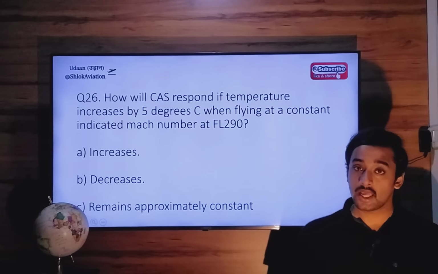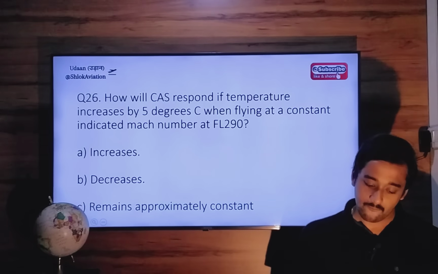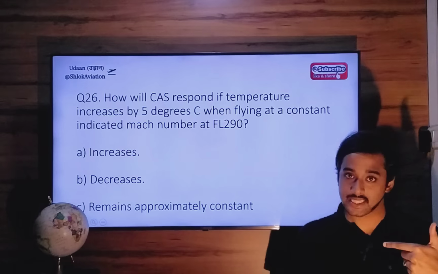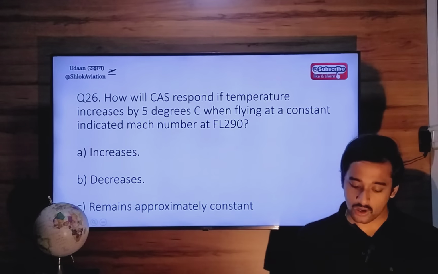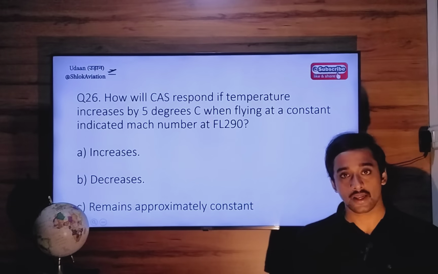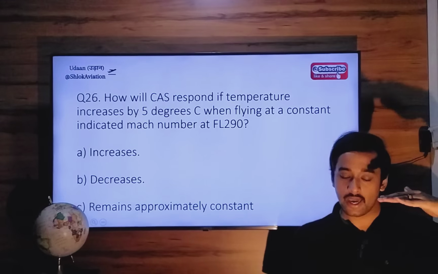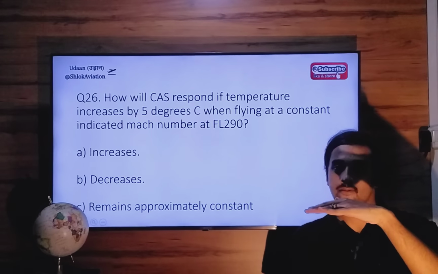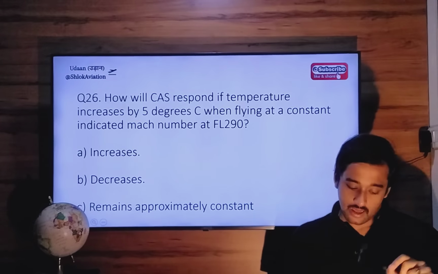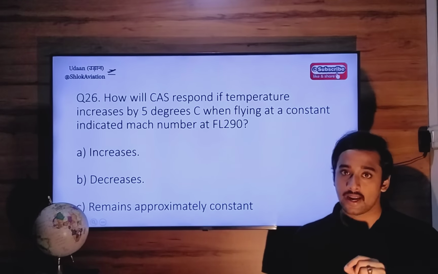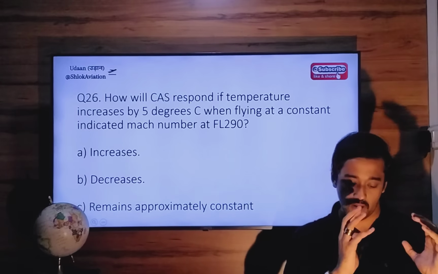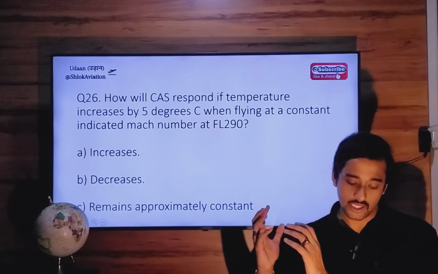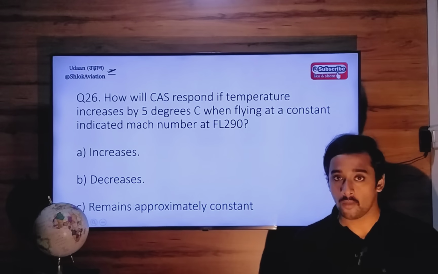How will CAS, calibrated airspeed, respond if temperature increases by 5 degrees Celsius when flying at a constant indicated Mach number at flight level 290? That means your aircraft is flying at a constant flight level of 29,000 feet. And when you fly at this constant flight level, you are entering from a cold air mass to a new air mass which is 5 degrees Celsius warmer.